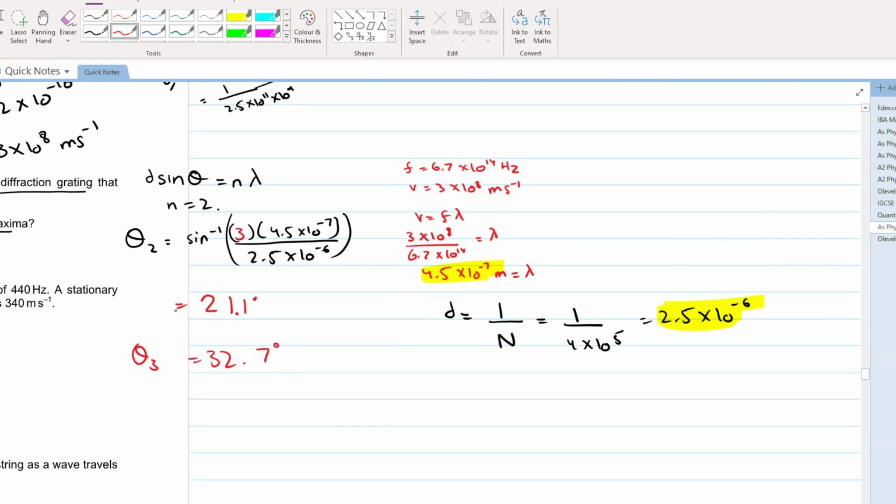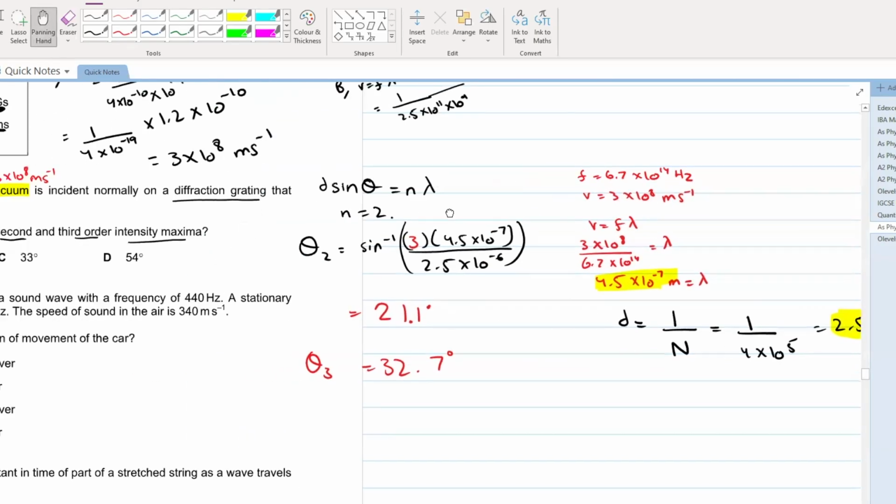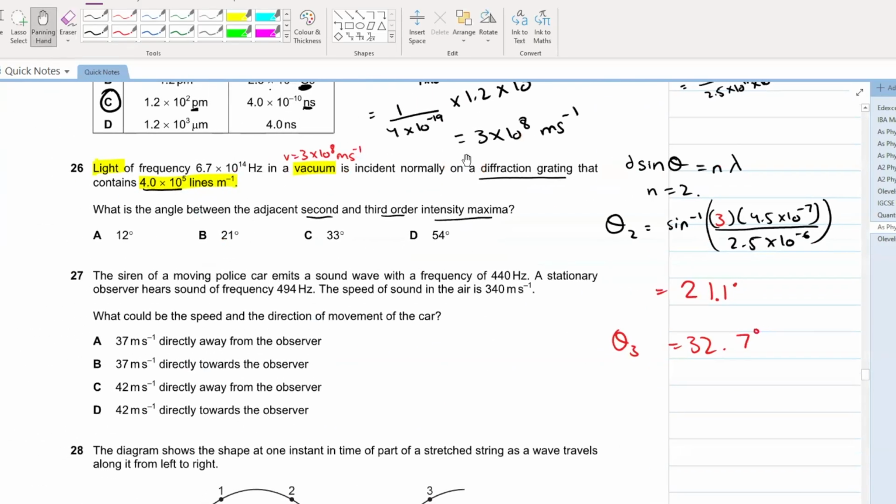Can you calculate the difference between both of them? This comes out to be 11.6 degrees. The difference between theta 2 and theta 3 is 11.6 degrees, which is approximately 12 degrees. A is your answer. Simple. Beta, literally nothing is complicated, it's just a calculation-heavy question.